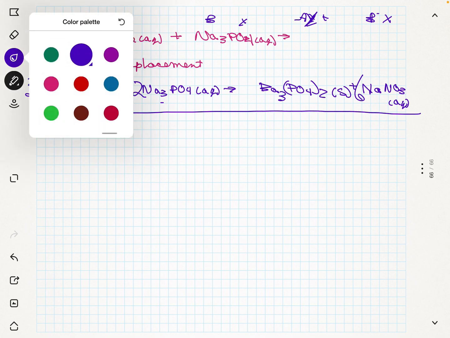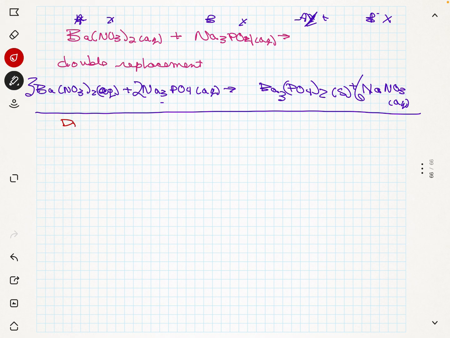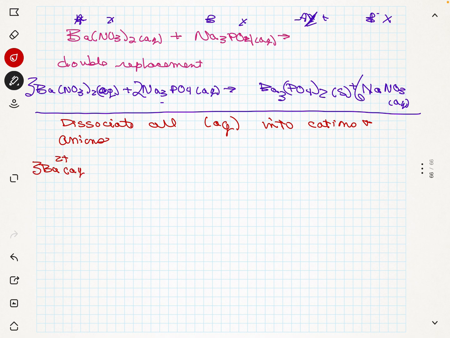Now we are going to dissociate all of our aqueous species into the cations and anions. So we'll do this as follows. We have barium. There are 3 barium ions. And please notice it is imperative that you have the number, the state, and the charge. Please notice that we have 6 nitrates.